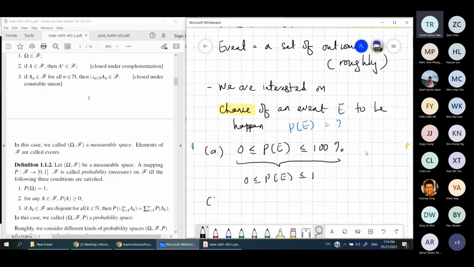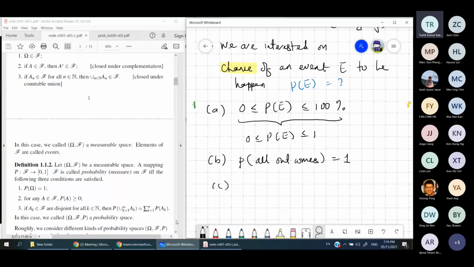And B, if we include all the possible outcomes, then the chance must be 1. Because you have already covered all the cases, it must be 1.